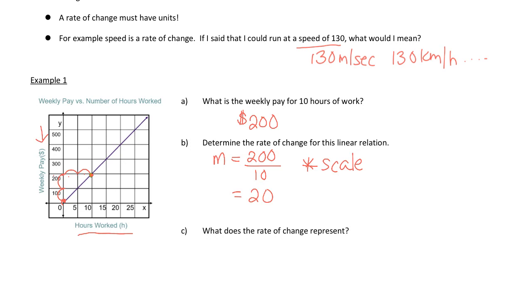So what does that mean? This is $20 per hour. Our units are money per hour. So what does the rate of change represent? This represents the hourly wage. And again, that's $20 per hour. Okay, great. I hope all of that made sense. You can get set to do your practice work.